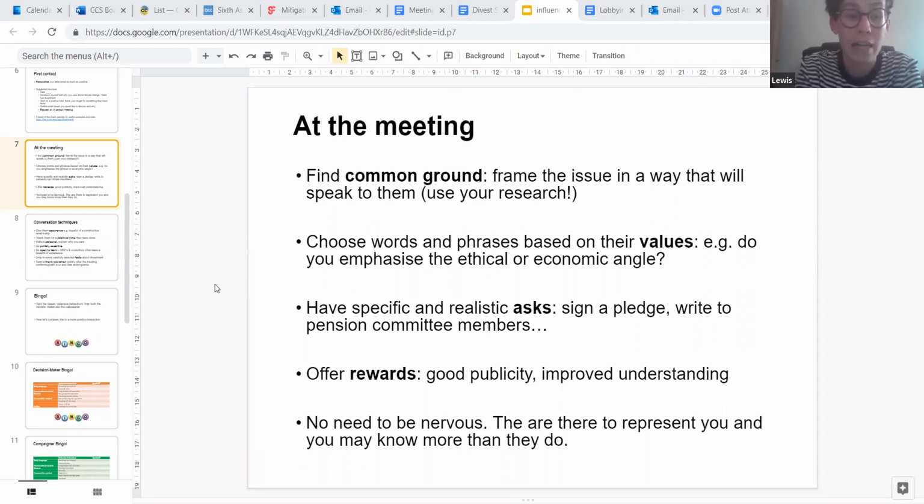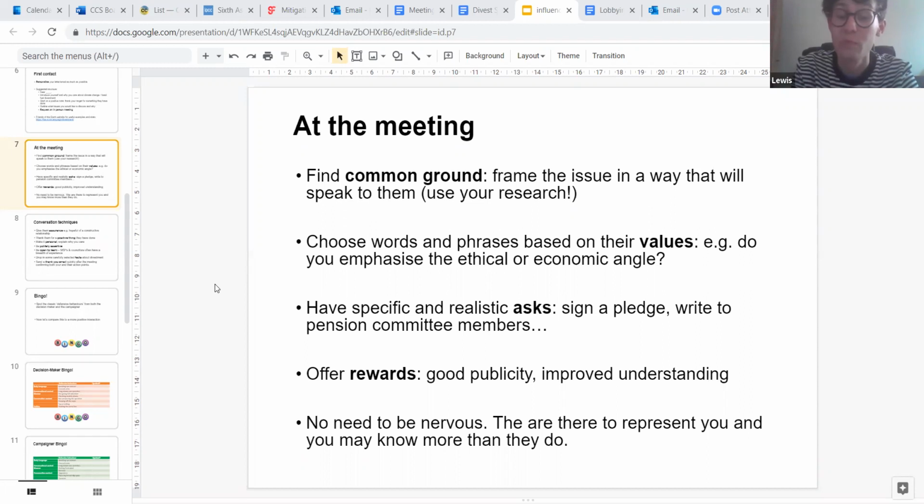And I think the other key thing is not to be nervous. It's important to remember that they are there to represent you. They're a public servant fundamentally. They're meant to be looking after the interests of you, their constituent or ward member. So in that sense, they should be looking to support you. It's easy to feel intimidated by these big public figures, but their job is meant to be to look after your interests. So I think that's important to bear in mind.